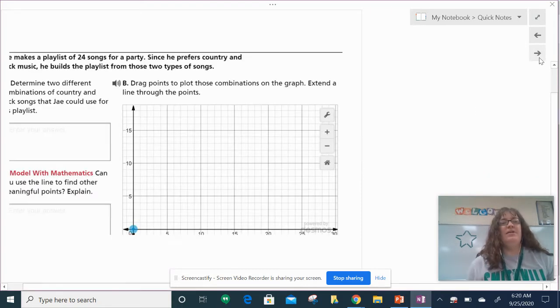So I want to start with kind of a thinking problem, and I know it's a little bit cut off the screen here, but we've got somebody making a playlist of 24 songs for a party. This person prefers country and rock music, and he's going to build his playlist off of those two types of songs. So I want everybody to think right now of what is one combination that he could choose. For instance, he could choose 4 country songs and 20 rock songs.